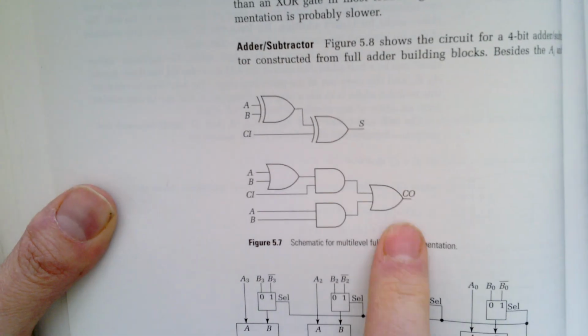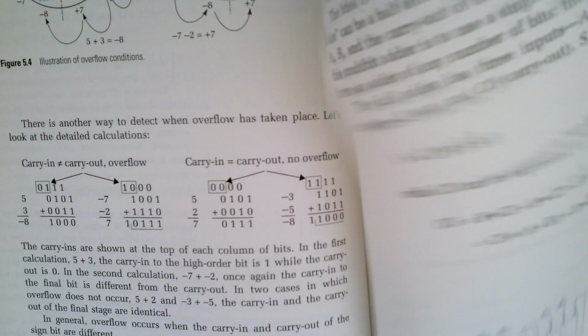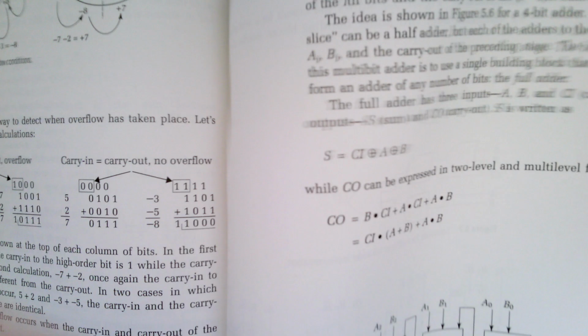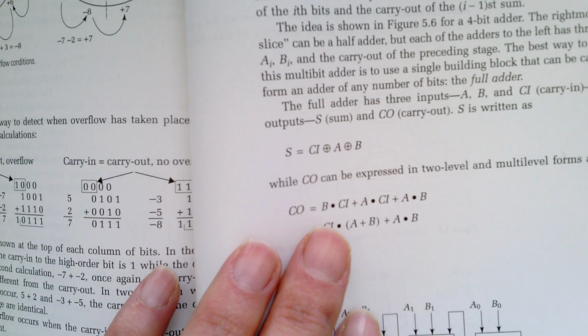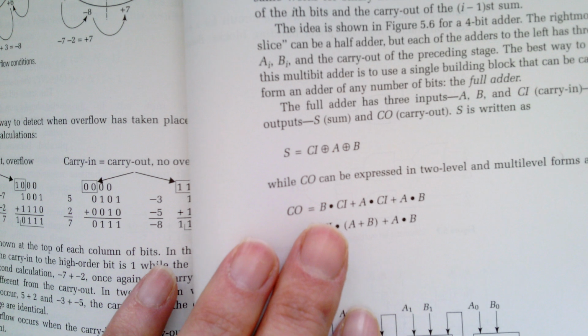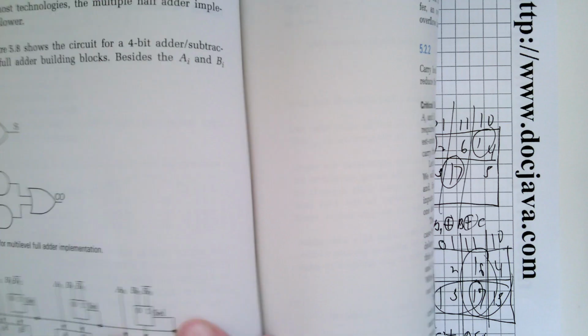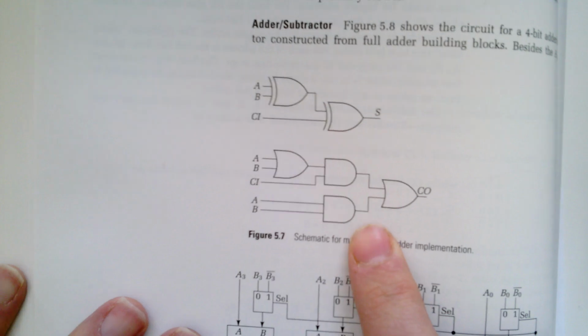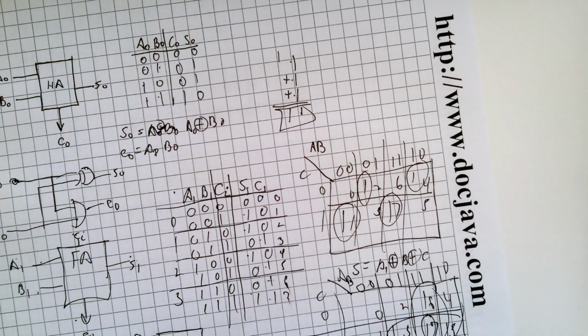And then here's the carry out, and there's the expression for it right down in there for the carry out as a function of carry in, A and B. And then here is an implementation for it. So my implementation's probably no better than theirs. It's all the same. So I am on page 250 of the book.